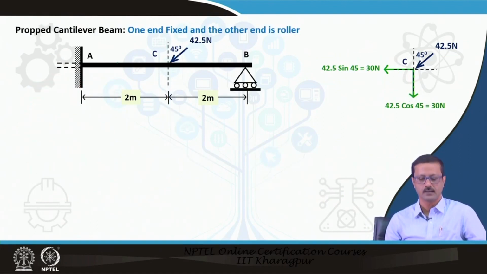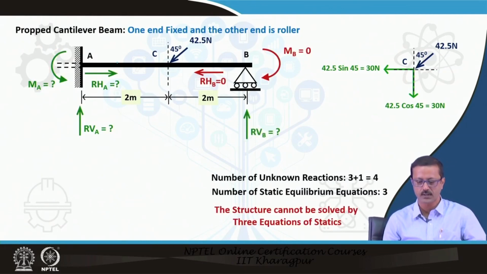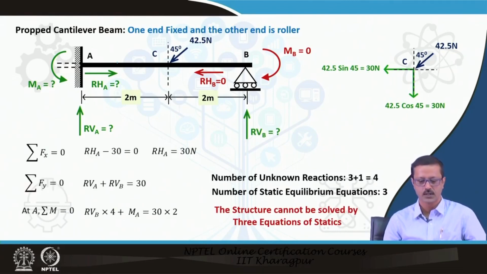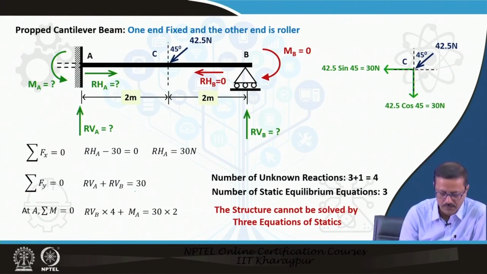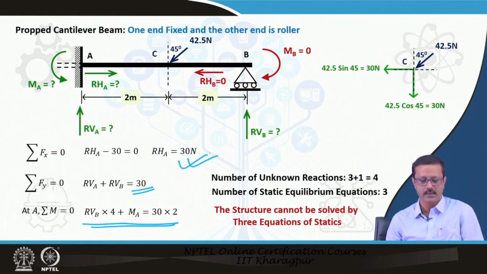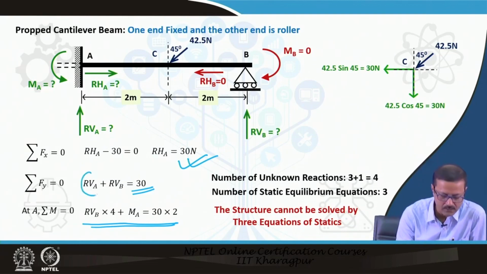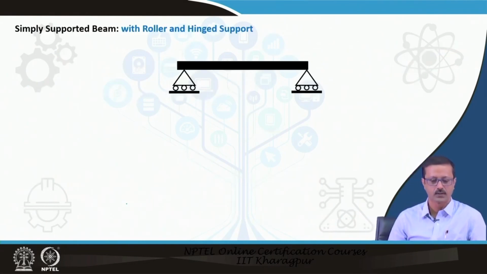Propped cantilever: again I have a problem because I have 3 unknowns over here and 1 unknown over here. I have 3 equations only, so it cannot be solved by the static equations. Here these 2 are at 30 degrees, and this is also the moment equation. With only one reaction in the horizontal direction I can find the sigma horizontal at A, RHA, equal to 30, but I have no idea how to find these 3, because I have only 3 equations and 4 unknowns.